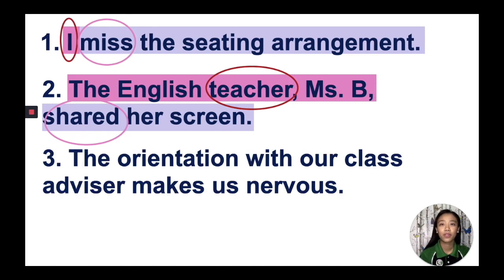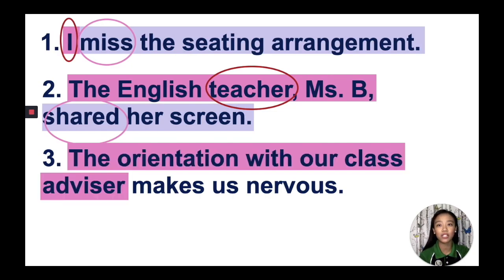Number 3. The orientation with our class advisor makes us nervous. Again, pause this video as you try to identify the complete subject, complete predicate, simple subject, and simple predicate. Let's answer. The complete subject in this sentence is the orientation with our class advisor. The complete predicate is the verb phrase makes us nervous. The simple subject is the orientation, and the simple predicate is makes.